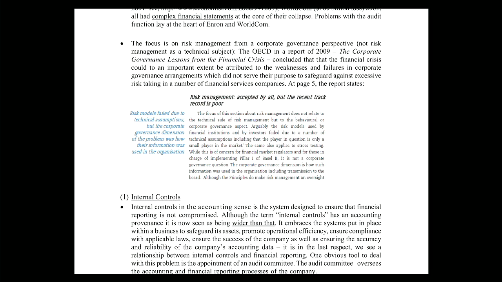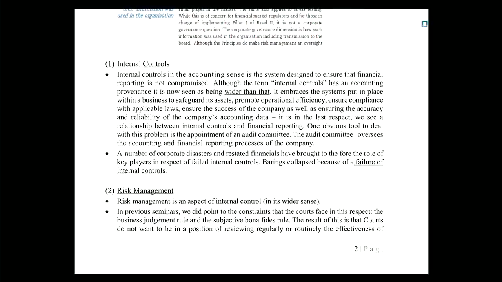And then let's now define internal controls. As I said earlier, the notion of internal controls is an accounting concept, but it's now wider. It's basically using the accounting sense to ensure that we have systems in place that ensure that financial reporting is not compromised. That's how accountants basically understand it. But now it's gone wider than that. It embraces systems you put into a business to ensure that you safeguard the assets of the company, you promote operational efficiency, and ensure that, of course, your financial statements are also reliable. So to that extent, we see a link between internal controls and financial reporting, which I said we'll be dealing with not in the next class, but in the class after.